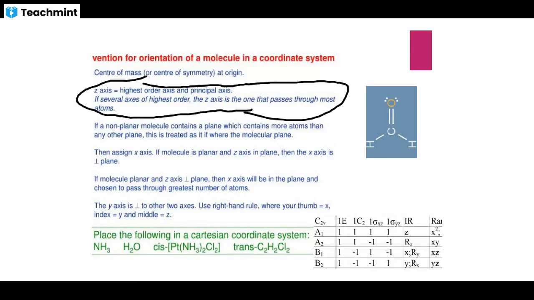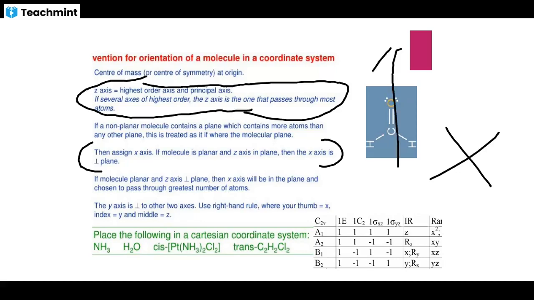If you take a square planar molecule, it contains two C4 axes, and the one that passes through most of the atoms is the z axis. If a non-planar molecule contains a plane with more atoms than any other plane, it is treated as the molecular plane. This point is very important: the x-axis is perpendicular to the plane. If you take this example, the molecule is planar, and this axis is the z-axis, a C2 axis. The molecule is in the plane, so the x-axis should be perpendicular to the plane, above the plane, and this remaining axis is y.